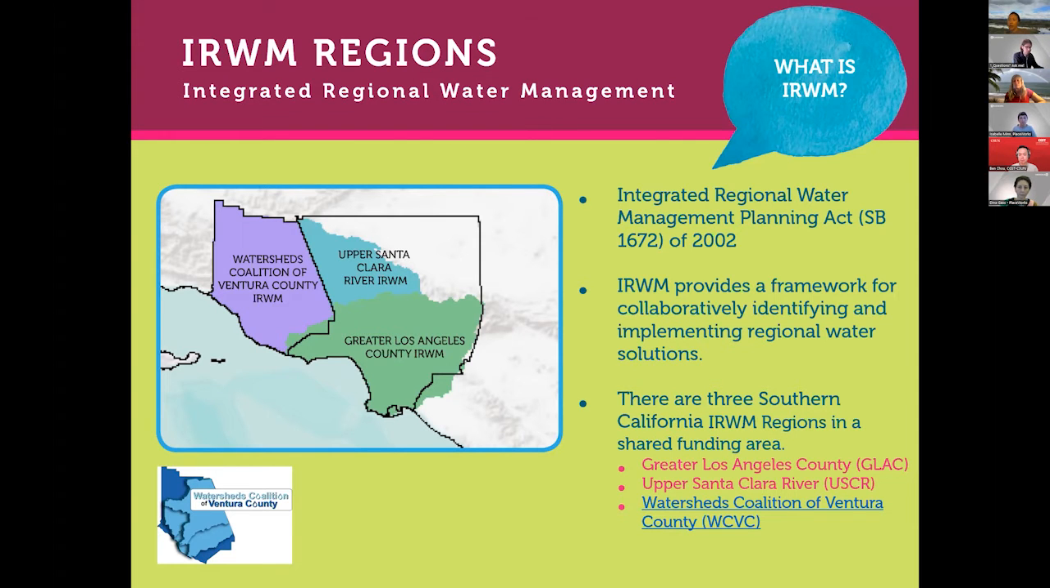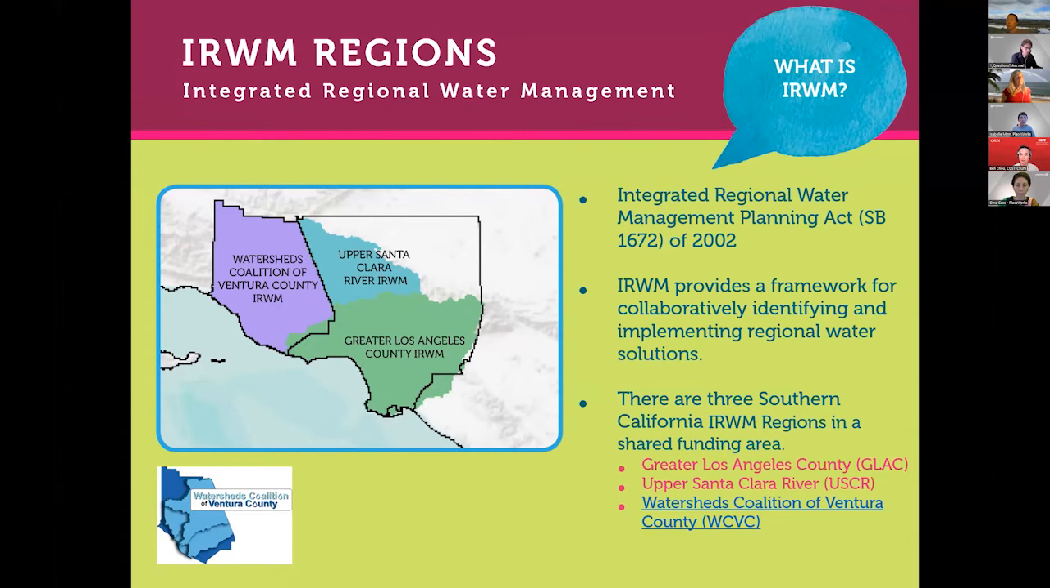This approach leads to high value projects and investments by considering all interests, providing multiple benefits, and working across multiple jurisdictional boundaries. Since about 2002, various state bonds have provided over $1.5 billion of state funding to advance IRWM and fund multiple benefit projects in the state. IRWM implementation grants awarded to date have resulted in over 800 IRWM projects statewide.